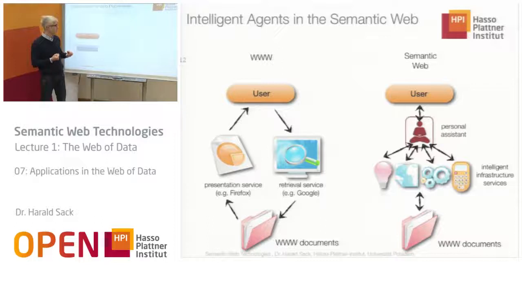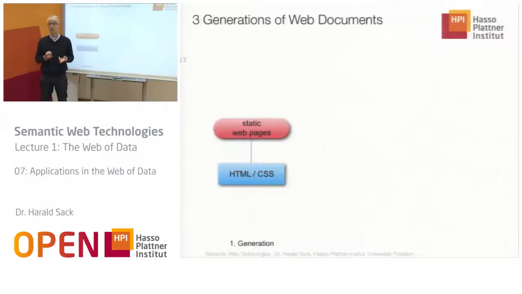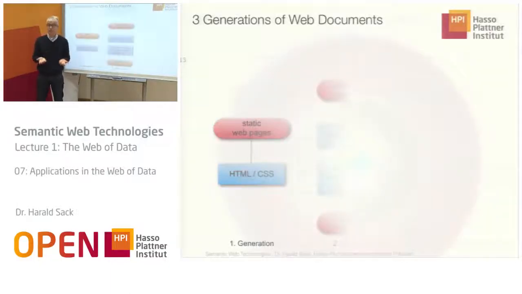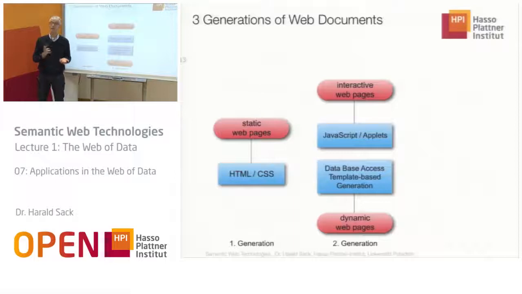So we can distinguish 3 different generations of web documents. In the first phase of the web, we only had so-called static web pages, and these static web pages were programmed or represented as HTML, and the format was represented as a style sheet with CSS. Then there came the second generation, which were dynamic web pages and interactive web pages.